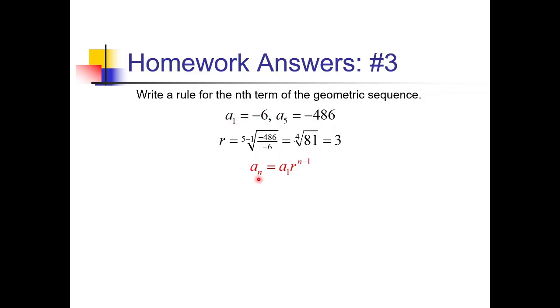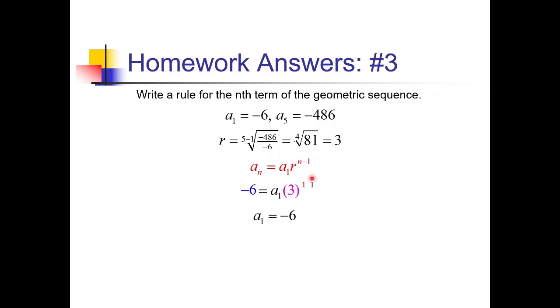So for a sub n, I'm going to use -6. a1 we're still looking for. R we just found, that was 3. And then we're using 1, this index here, for n. So that gives us an exponent of 1 minus 1, or 0, which means 3 to the 0 is just going to be 1. So that just means a1 then is -6.